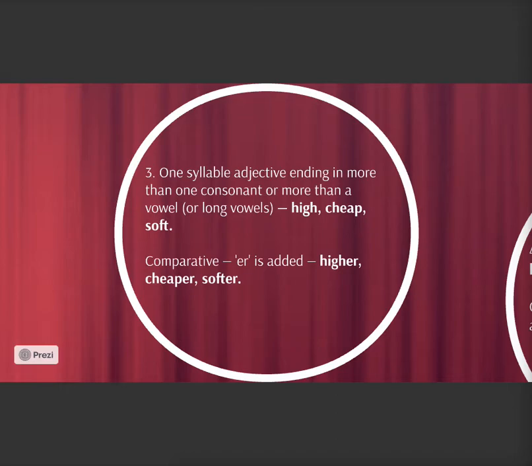Okay, my dears, ready? Ready? Great. So, my dears, let's continue with comparatives.